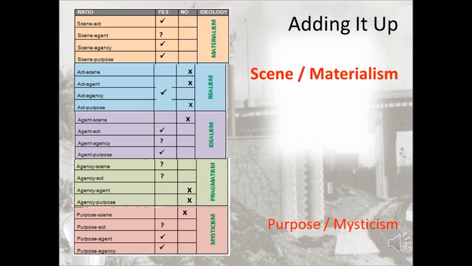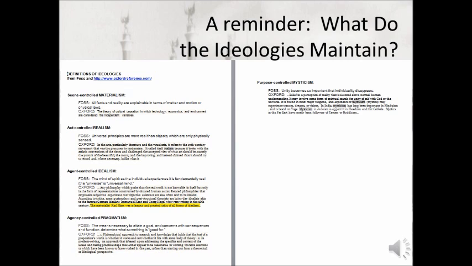Let's see what this all means now for what I might argue about the Gateway Project in a paper employing pentadic criticism. Here's the list of ideologies that I put together, and that's available on Blackboard, again at the same link where you found this presentation. Materialism is at the top left and mysticism is at the top right.